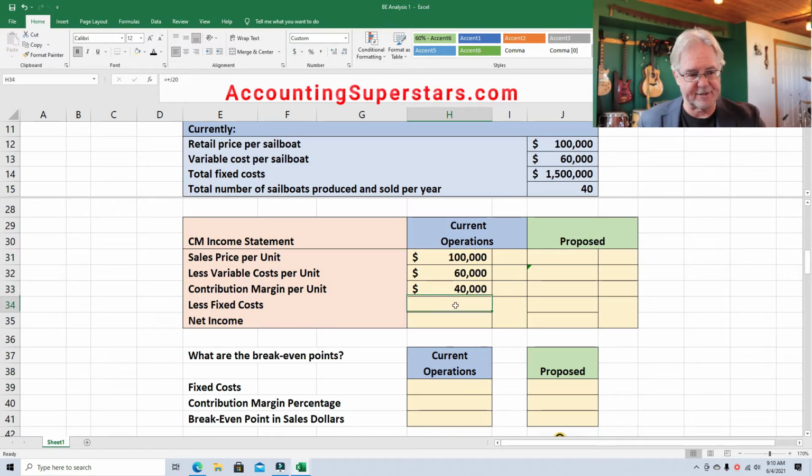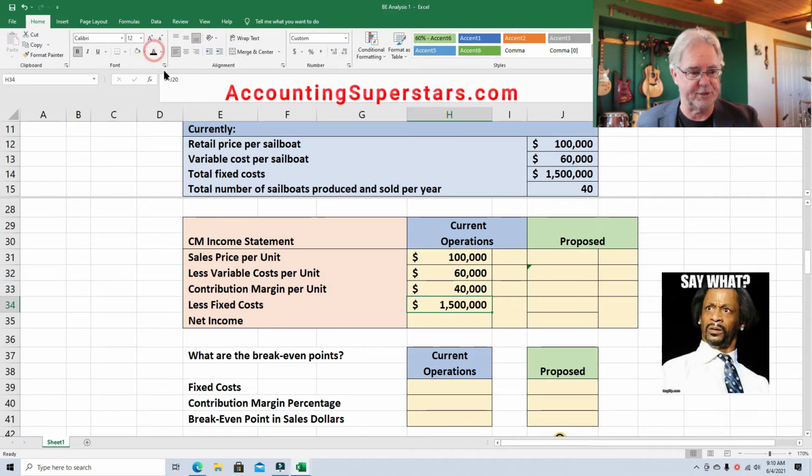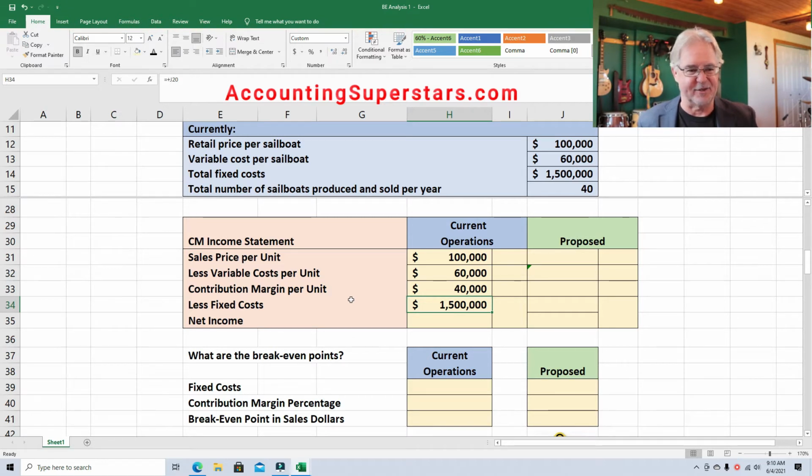Now fixed costs are a little different. You want to have fixed costs at the grand total amount. You always want them at the grand total amount. Don't ever, ever, ever put them on a per unit basis, because if you do, I'll guarantee you 100% of the time you're going to get the wrong answer. So always have it as the grand total, just like this.